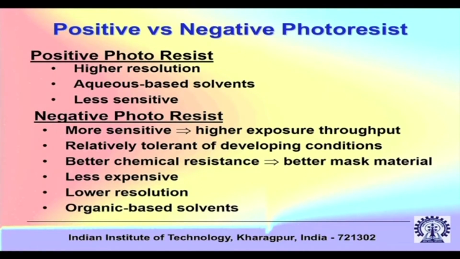Positive photoresist can give higher resolution, typically they are aqueous based solvents and they are less sensitive. Negative photoresist is more sensitive, relatively tolerant to developing conditions, and has better chemical resistance. One very important point is that they are less expensive, and that is why a very common negative photoresist called SU8 is used in many labs. But it gives lower resolution and typically organic based solvents are used.